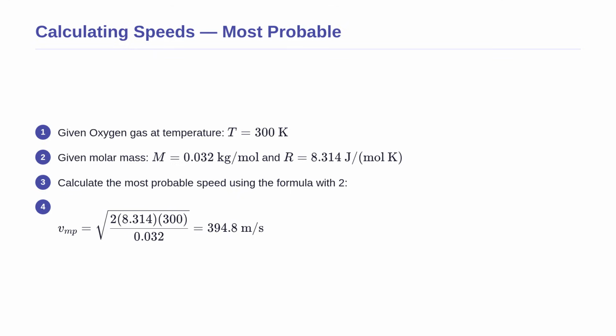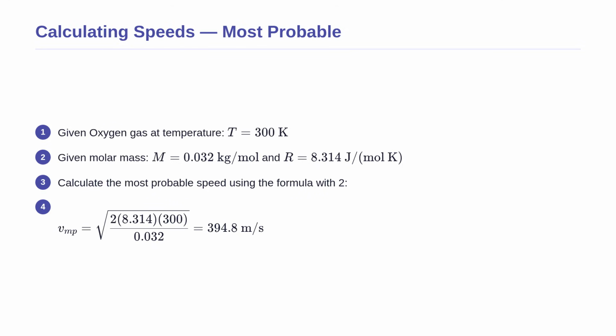Before we conclude, let us calculate all three speeds for a real gas to see this order in action. We will look at oxygen gas at a room temperature of 300 Kelvin. The molar mass is 0.032 kilograms per mole, and the gas constant is 8.314.